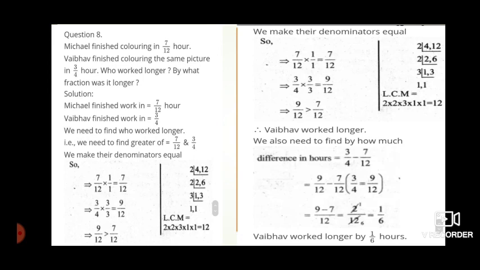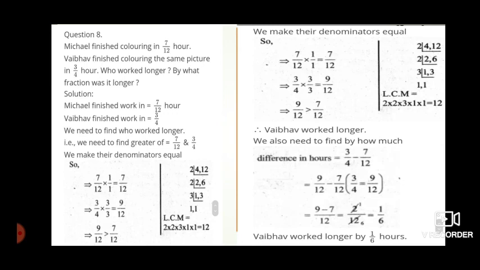Now 7 by 12, the denominator is already 12, no need to multiply with any number. So 1 by 1, 7 by 12. For 3 by 4, we want 12 as the denominator, so 4 should be multiplied with 3. 3 by 4 into 3 by 3, we will get 9 by 12. So we can easily say that 9 is greater than 7. So 9 by 12 is greater than 7 by 12.